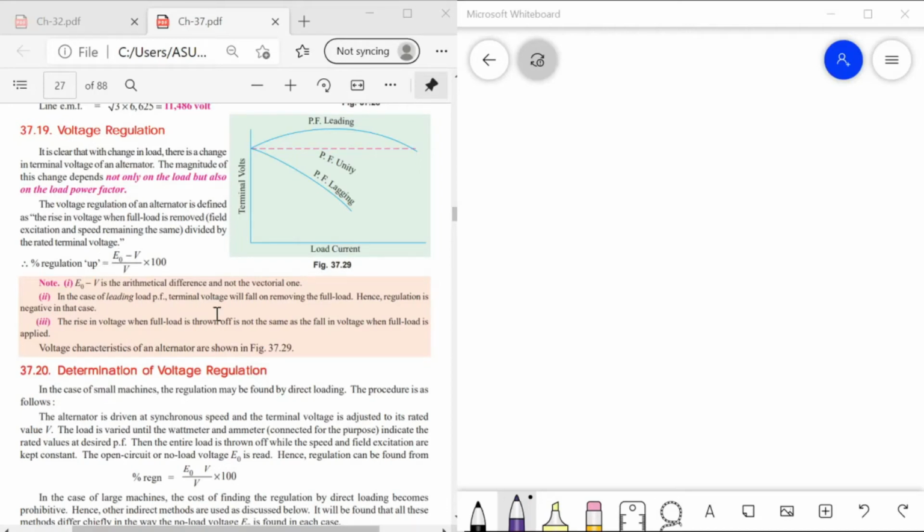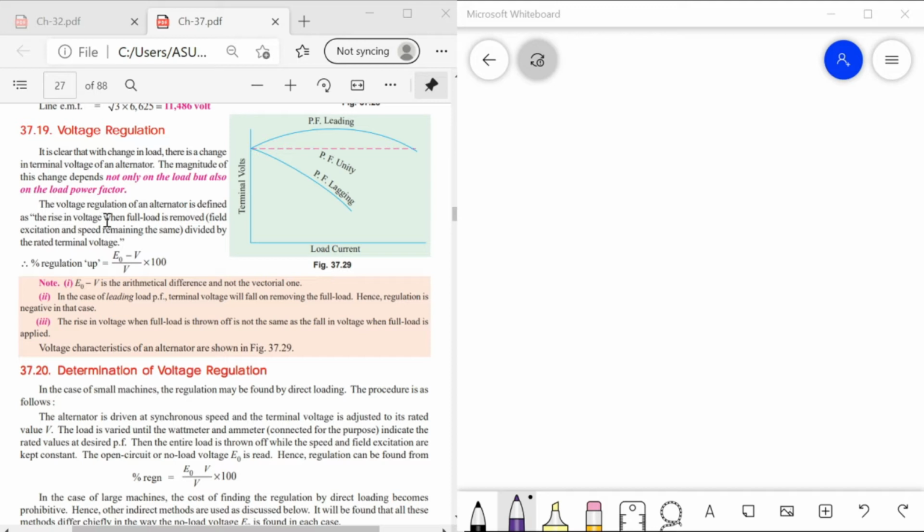Next, we will discuss the voltage regulation. So it is clear that with change in load, there is a change in terminal voltage of an alternator. The magnitude of this change depends not only on the load but also on the load power factor.